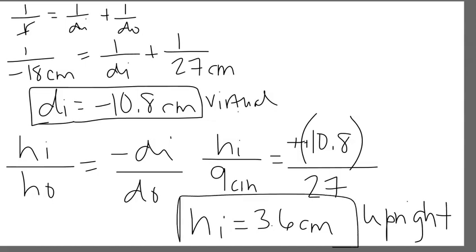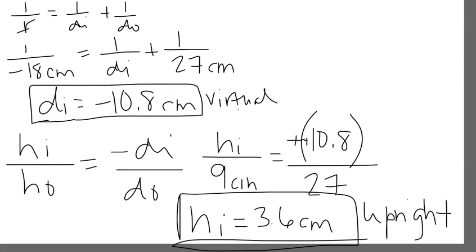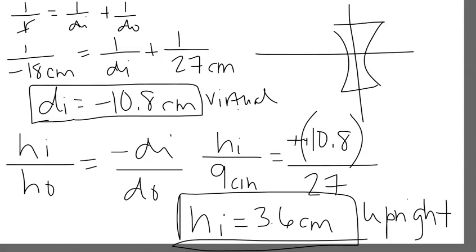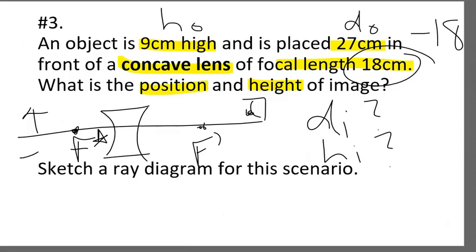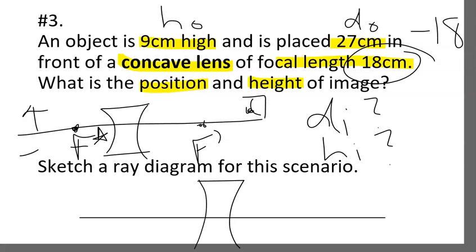Which confirms what we know to be true about our concave lenses, that they will always create an image that is smaller, upright, and virtual compared to the object. Let's do a ray diagram just to be sure. I'll do it down here. Let me zoom in.